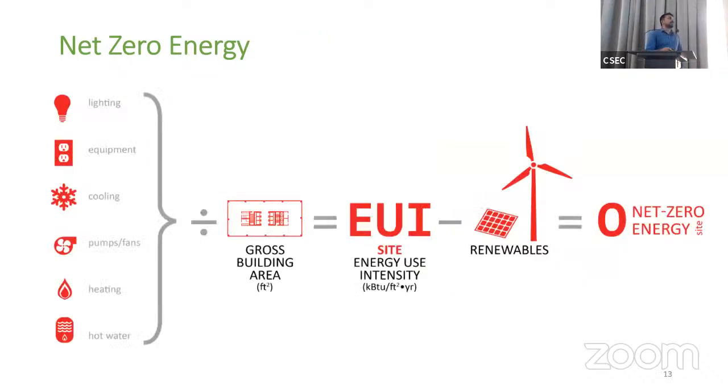As you can see, if you get the energy consumption from lighting, equipment, cooling, pumps, heating, and hot water all together and sum up, then divided by gross building area, we will get the energy use intensity in terms of kilowatt hours per square meter per year. Then, by getting renewable generation intensity in terms of kilowatt hours per square meter per year, if that is equivalent to energy use intensity, then that building we will call a net zero energy building.